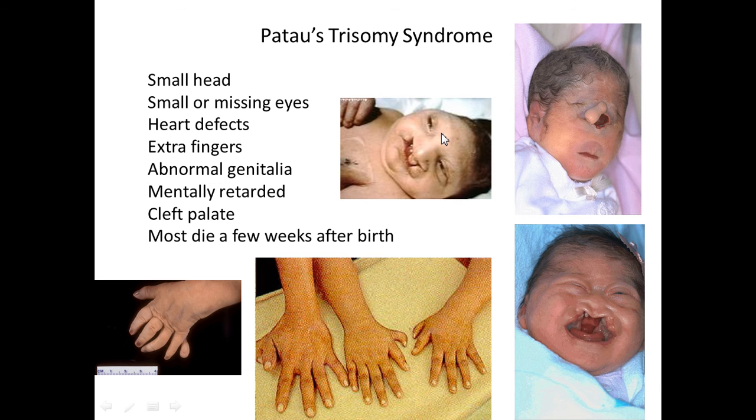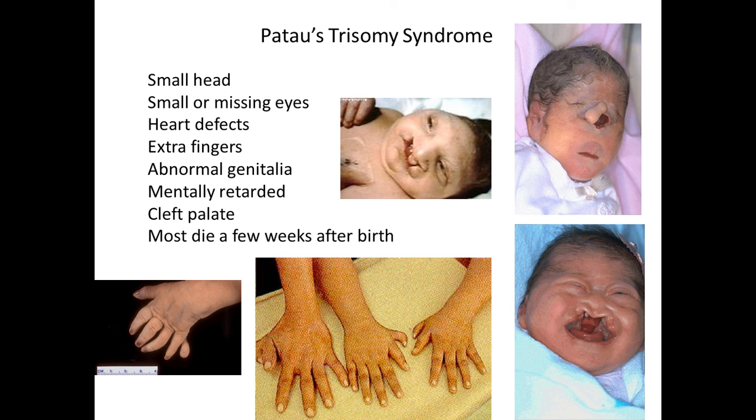And on this page, you can kind of see some of the babies that develop from this trisomy syndrome. Usually the symptoms are a very small head, usually small or missing eyes, some of them. They have a lot of heart defects to the point where it can really just be fatal. They can sometimes have extra fingers, as you kind of see in those pictures over there. They have what we call abnormal genitalia. Your genitalia is like your penis or your vagina, things like that. Those are genitalia. So theirs is abnormally shaped or developed. They have very serious mental retardation and something we call the cleft palate.